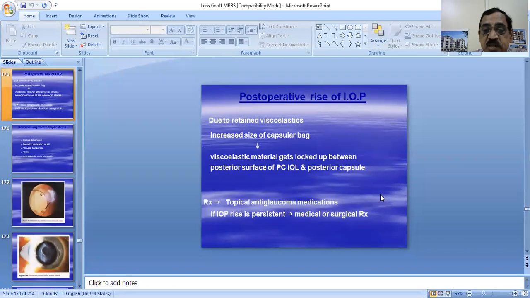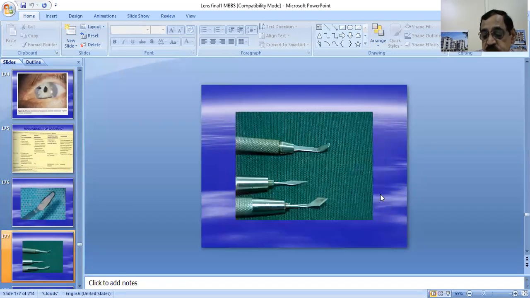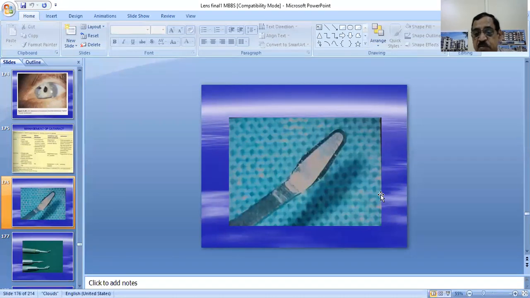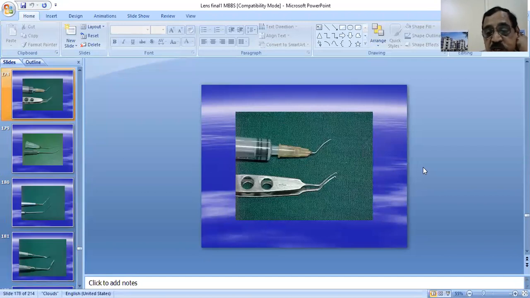So that completes the topic of lens. In the examination, we keep all these instruments in the afternoon in the viva, and we ask you what they are and where they are used. This is a crescent blade, which is used for making a corneoscleral tunnel. And this is a keratome with which we enter at 12 o'clock, and this is the side port blade, and this is again a crescent blade, which is used in small incision cataract surgery.